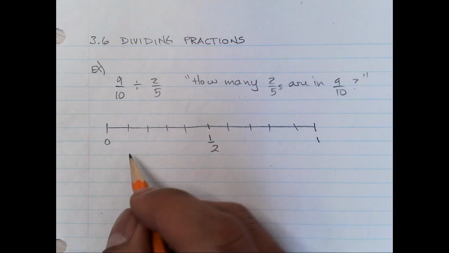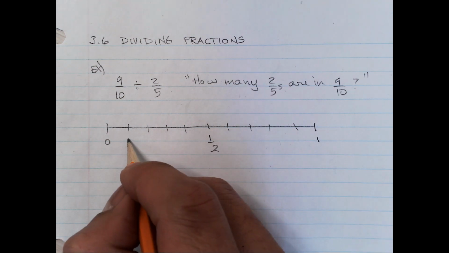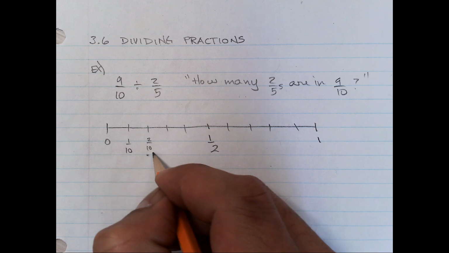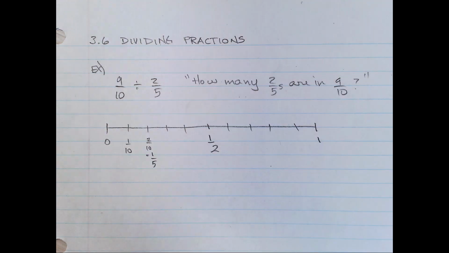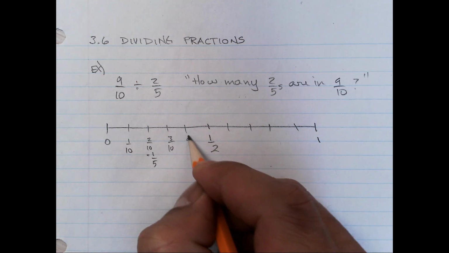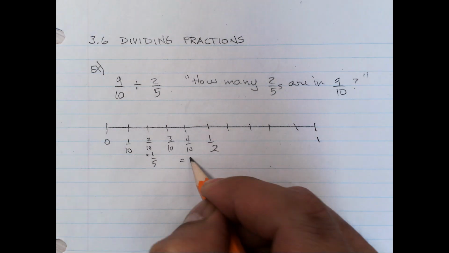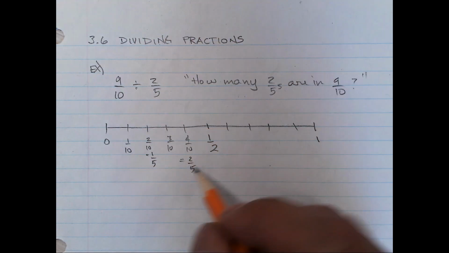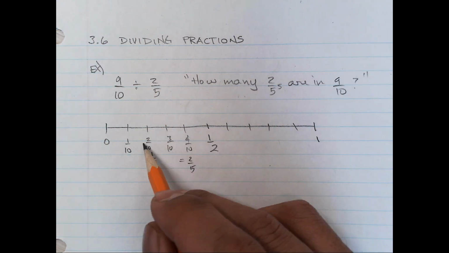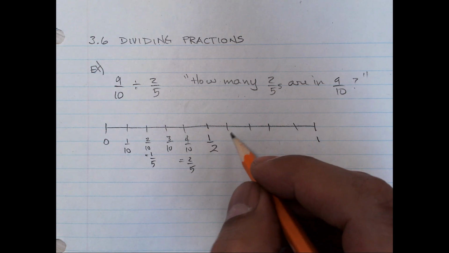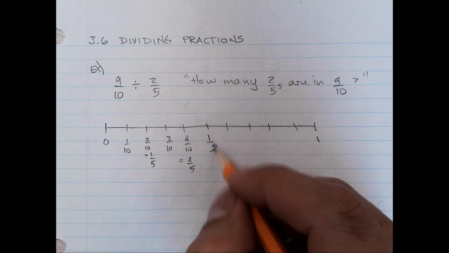Okay, so now these are actually in tenths. So this is 1/10, this is 2/10, but it is also equal to 1/5. Okay, therefore there's 3/10, 4/10, which is also equal to 2/5. Okay, and that's the way a number line looks like. Instead of having 4/10 here and 2/10 here, they have 1/5 and 2/5. This 1/2 obviously is going to be 5/10.